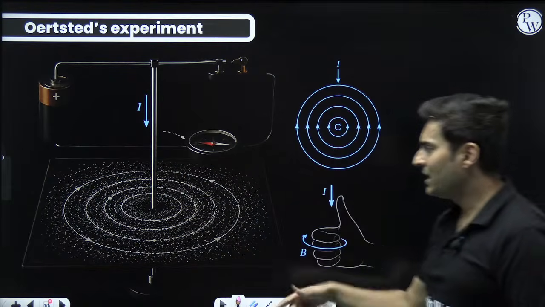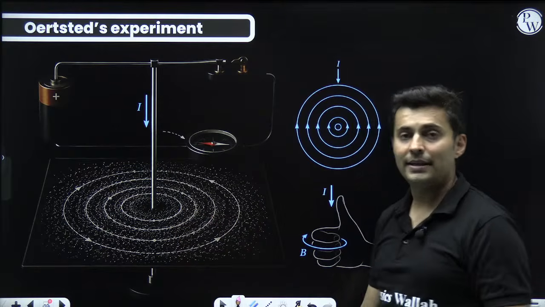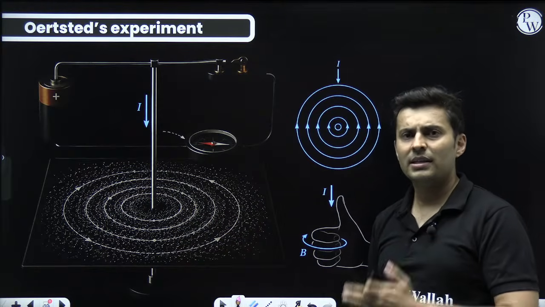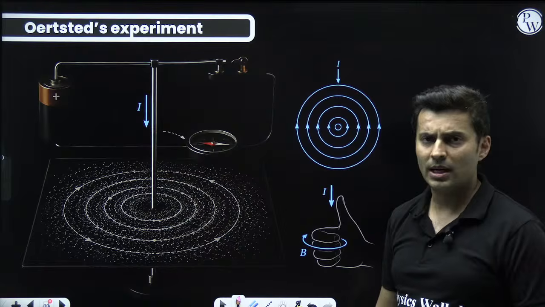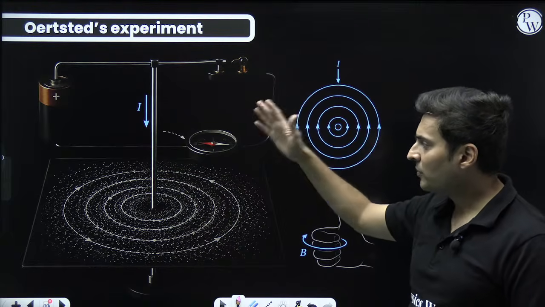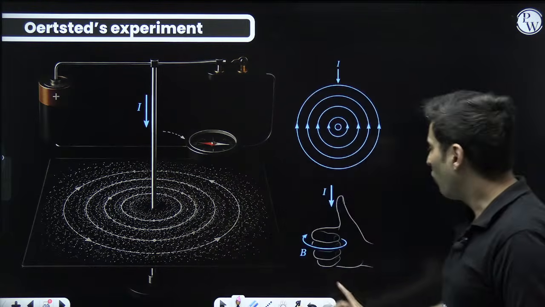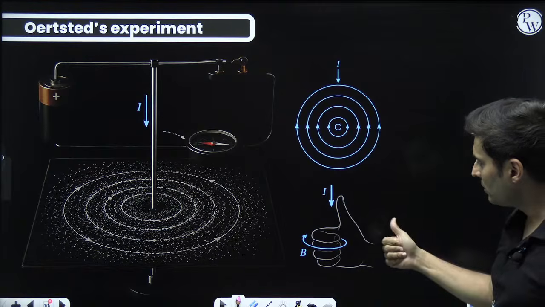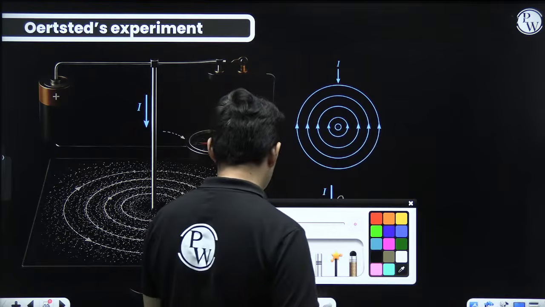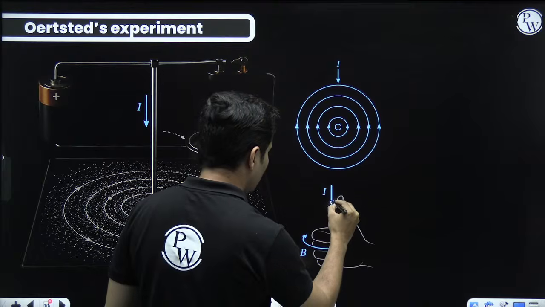And the direction of this magnetic field came out to be just like the right hand thumb rule. So if you take a wire which is carrying, what is this? Sorry guys, this printing is wrong. Sorry, this direction is wrong.